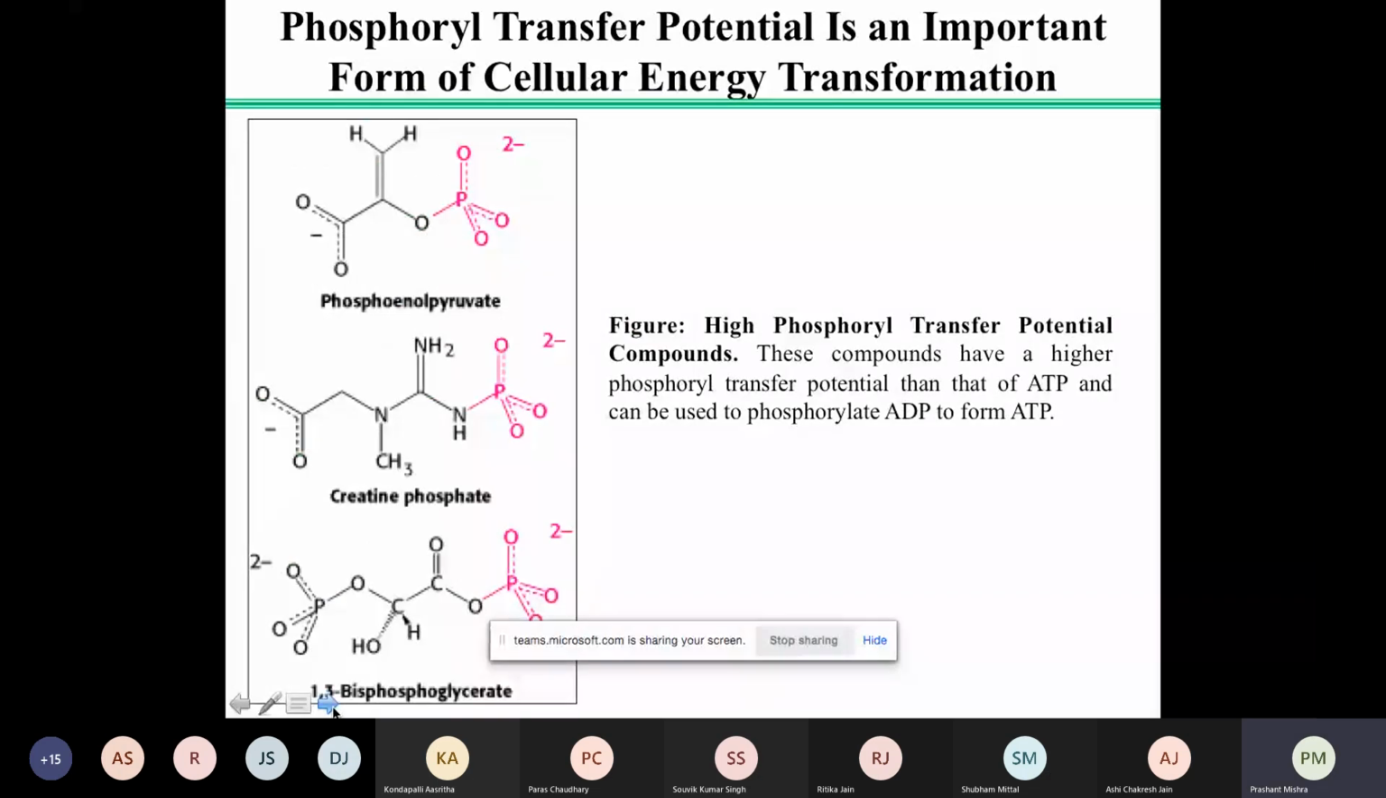This is another slide showing the different types of molecules which give energy. So you have phosphoenol pyruvate, creatine phosphate, and 1,3-bisphosphoglycerate. All these reactions give energy when their phosphoryl group is transferred to the ATP molecule. So they help in the synthesis of ATP, and once ATP is synthesized, you can use it for the general metabolic reactions.